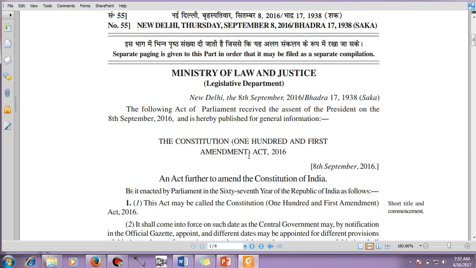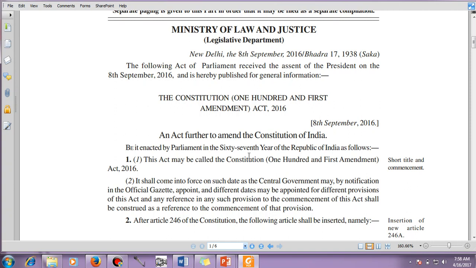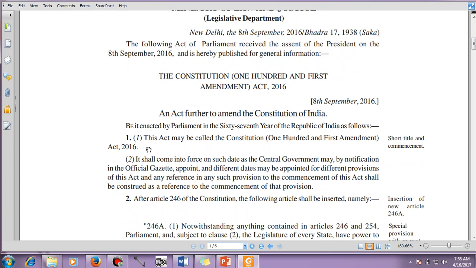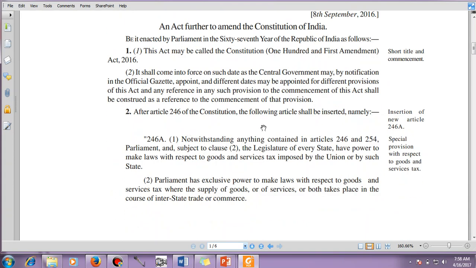Why? Because there are a few more bills which have not been passed by the house, so they are still bills, but this bill has passed, that's why it is the 101st constitutional amendment act. By this amendment we have made changes in many of the articles. If I show you a few of them, it says this act may be called the Constitution 101st Amendment Act 2016. It shall come into force on... Okay, there are the changes: insertion of new article 246A. By this amendment we are putting in another article and naming it 246A. I'll be talking about details later. Special provision with respect to goods and services tax. So this article we have included.